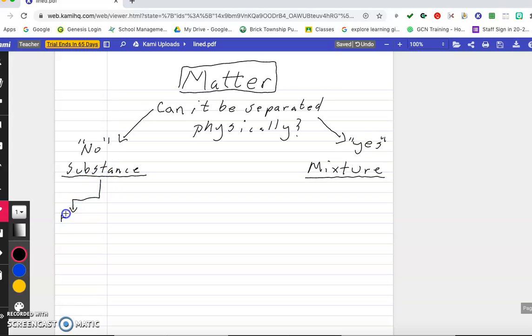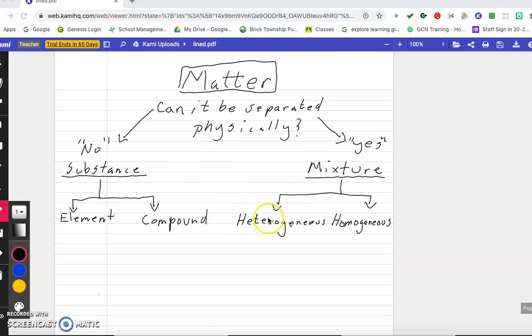Now remember, there's two kinds of substances. The first one is an element. The other is a compound. And the two types of mixtures on the right are heterogeneous and homogeneous. I had to squeeze them in there. Now let's change the color for elements.